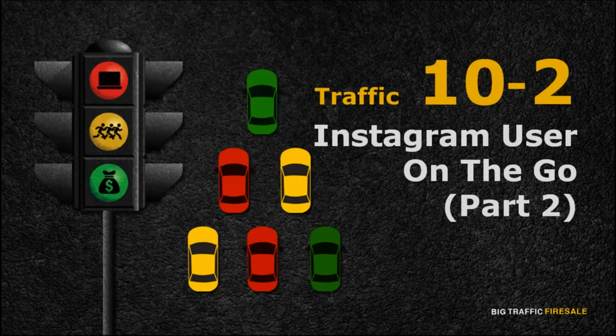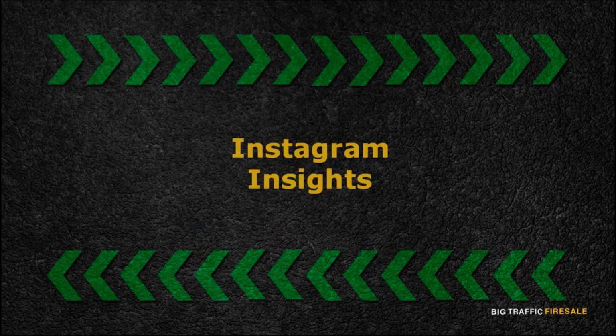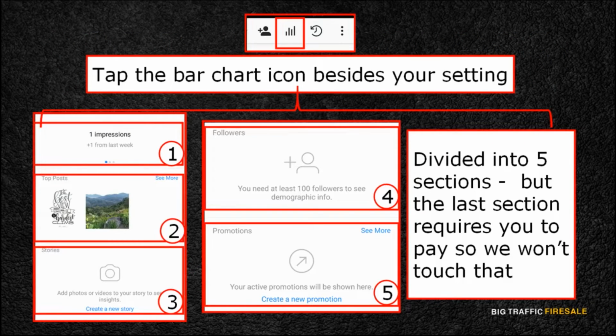This is part 2 of becoming an Instagram user on the go. Your next step is navigating and learning Instagram Insights. Go to your profile page and tap the bar chart icon beside your setting icon. It will appear blank if you do not have any posts yet. Considering you have posted a few photos, the information will appear.